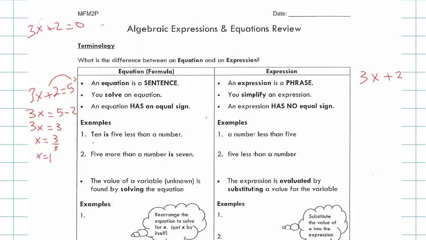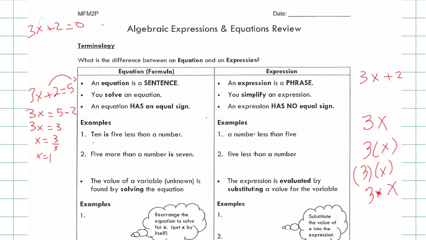Why is it 3 times something? I thought it's 3x. This is 3x. But when I say 3x, that's 3 times x. We talked about this before. If I write this, or if I write this with a multiplication sign, they mean exactly the same thing. Okay? Are we okay with that?